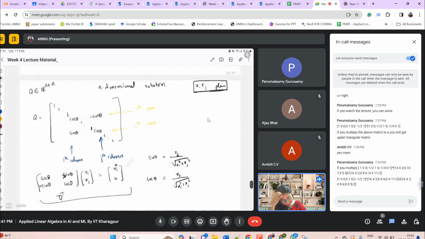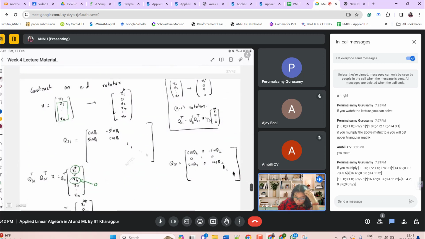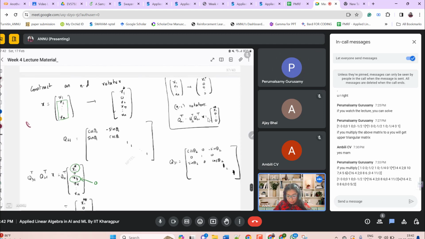If we rotate this plane in the xi and xj plane, then it should be cos theta, minus sin theta, sin theta, cos theta. What the rotation matrix is actually doing is keeping the first element as it is and making the second element 0. So this is what Q21 is: cos theta 1, minus sin theta 1. This thing we will deal with in the next class.